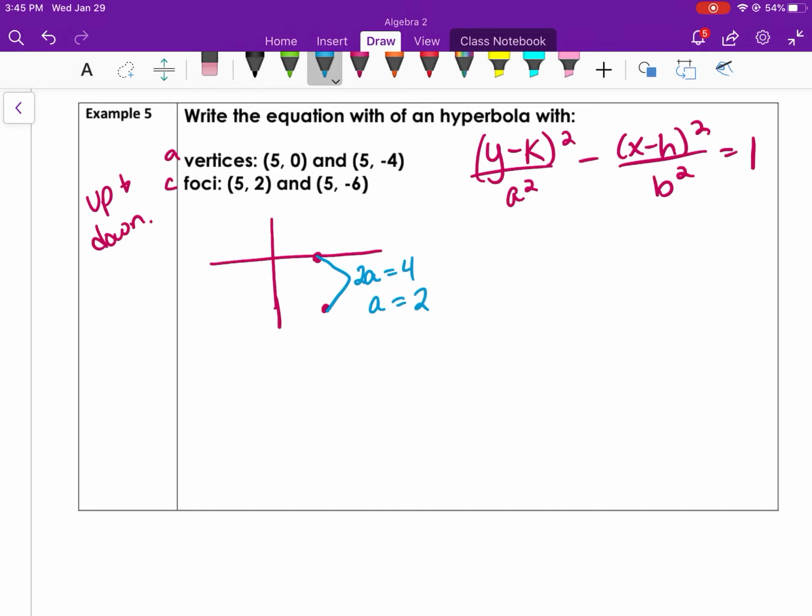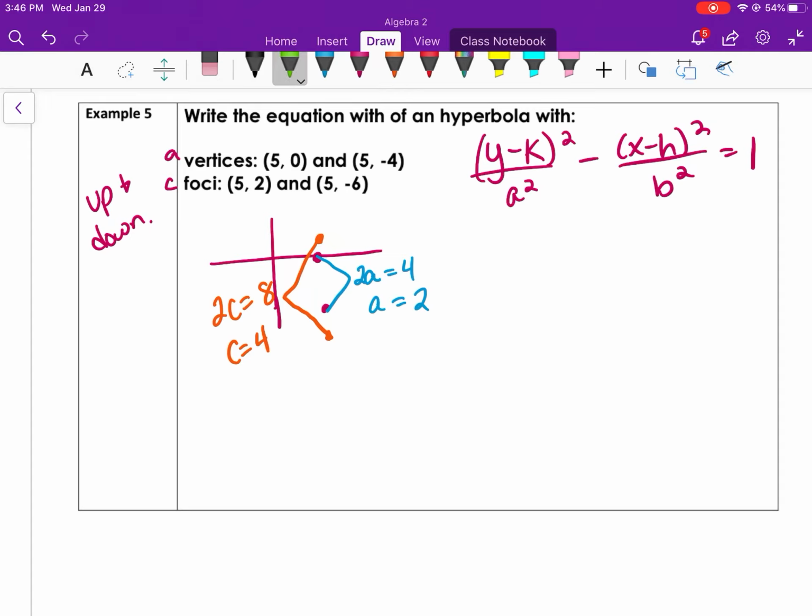Then the distance from the focus points, like the point 5, 2 and 5, negative 6, that's 2 above here plus 6 more. That is a total distance of 8. So twice the value of c is equal to 8. So 1c is equal to 4.